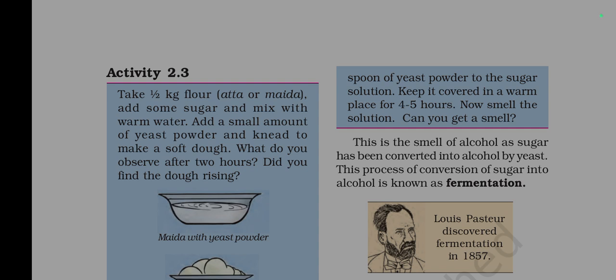So fermentation is basically what you have seen in the example. You have simply mixed the yeast with the sugar, and after 4 to 5 hours what you found is that it smells like alcohol. So this process is called the conversion of sugar into alcohol, that is fermentation.